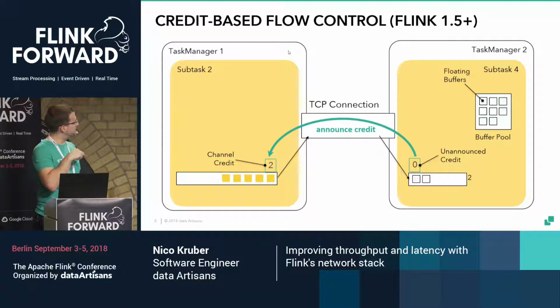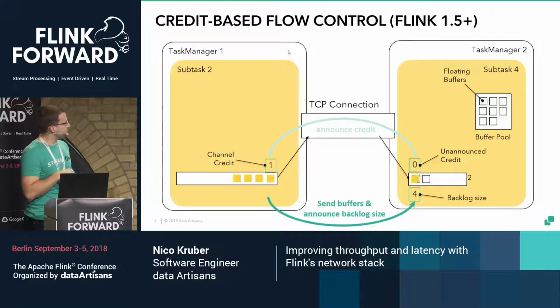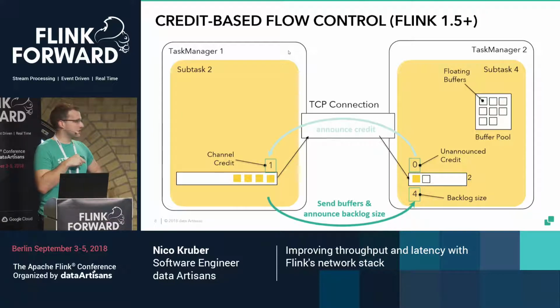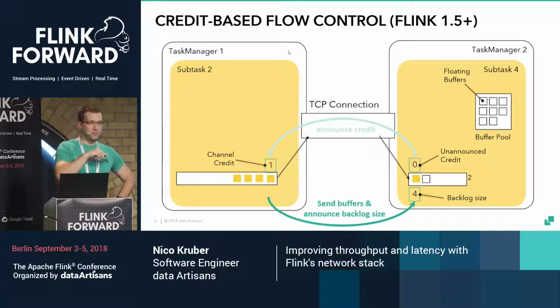So the sender does account for this channel credit. It knows now it has 2, so it is able to send 2 buffers. It will start by sending 1 buffer, and along with this buffer, it will also send the backlog length. So at this point, when we remove that 1 buffer, we have 4 elements in the backlog. So we will send the buffer plus the backlog size, and the receiver will keep track of that as well. So the receiver now knows the sender has 4 buffers that it wants to send, but we didn't announce any more credits.